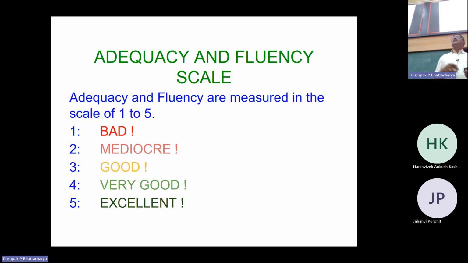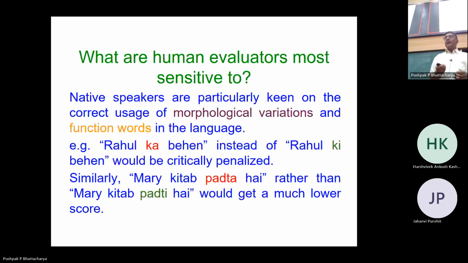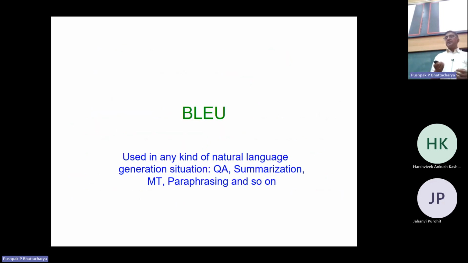Now, whenever we have human performed evaluation, then we insist that at least 60% of the test sentences should be in the level 3, 4, and 5. That's a very standard requirement. And human evaluators are very sensitive to morphological variation, function words. They do not tolerate those errors, which again, I mentioned the other day.